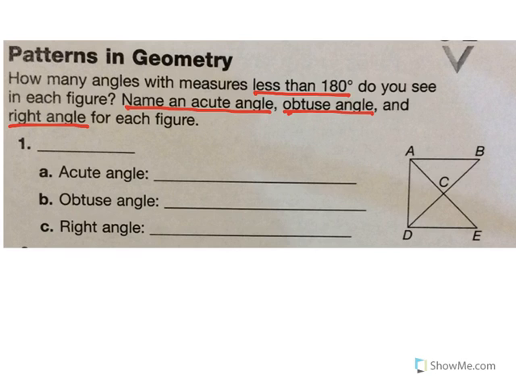So, for an acute, angles are named by their points. So this angle right here would be angle CDE. D is our middle point, so it's always in the middle. It could also be written as EDC.